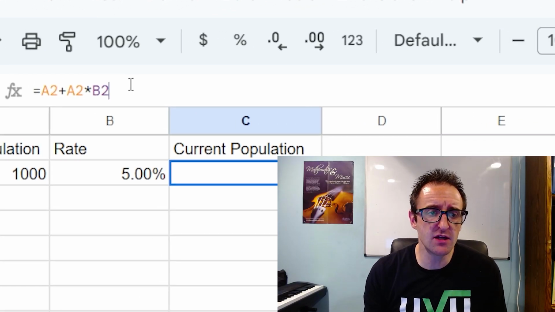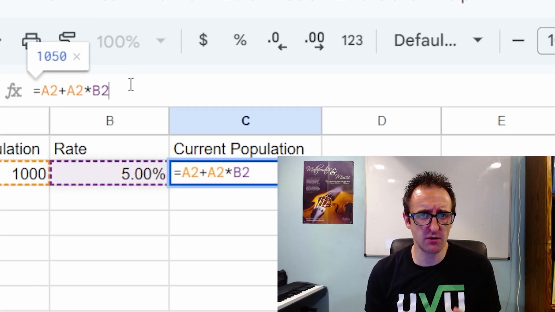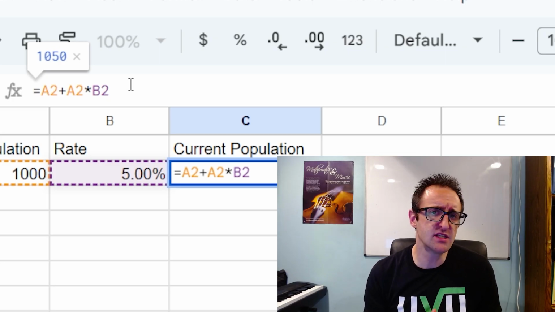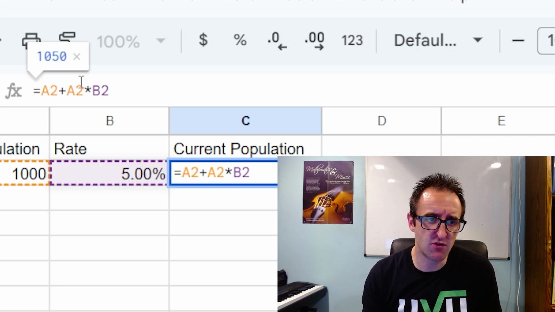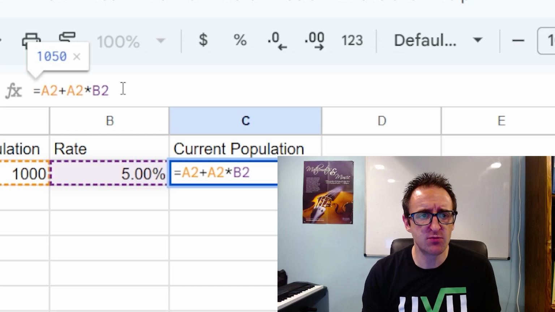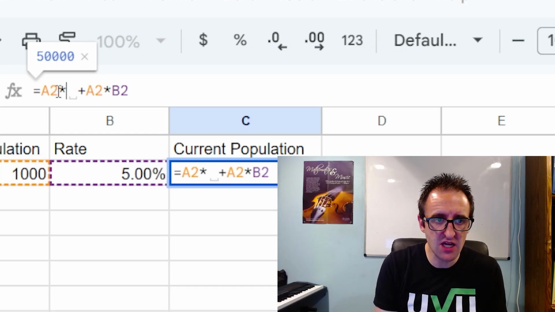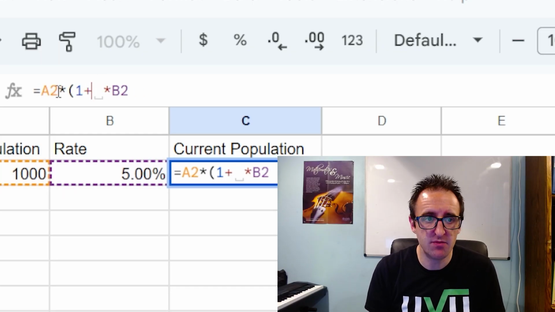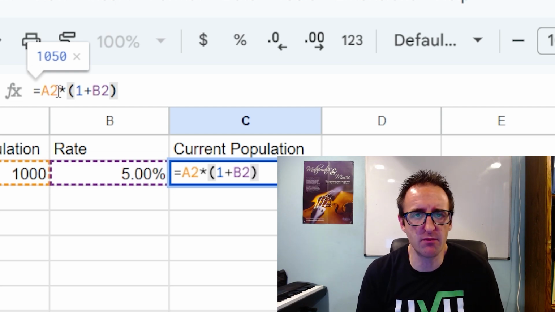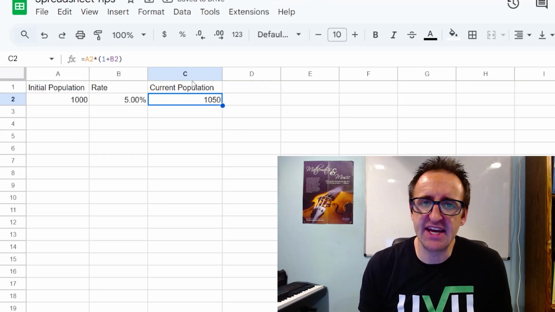Now, if you take a look at this formula here, we can make this a little bit simpler by using a little bit of algebra. If you notice that the A2 is in both the first term and the second term, what I can do is pull that out and produce instead A2 times (1 plus B2). And that's a little bit cleaner of a formula. All right, so this is the value at, say, year one.